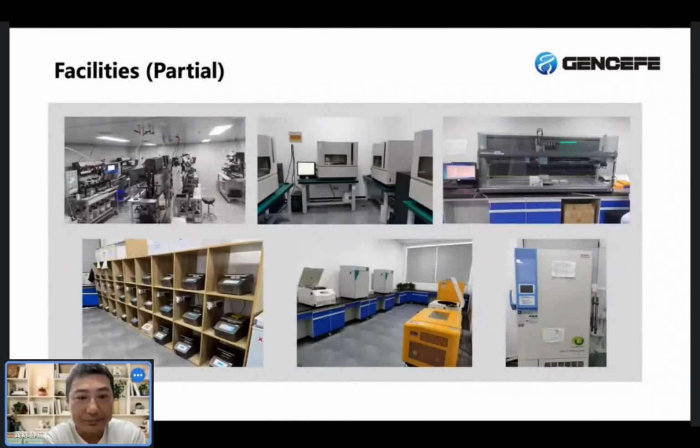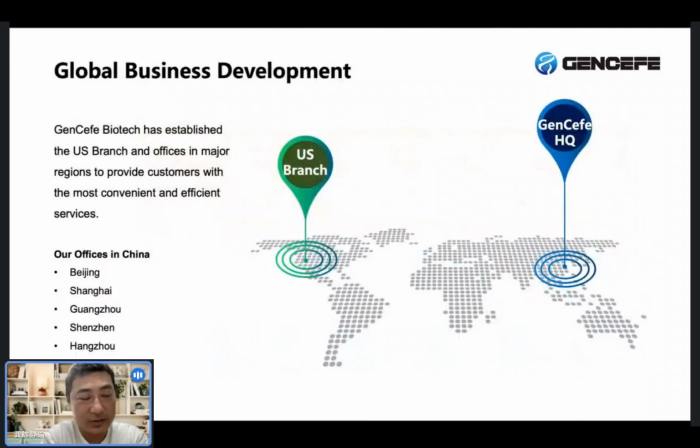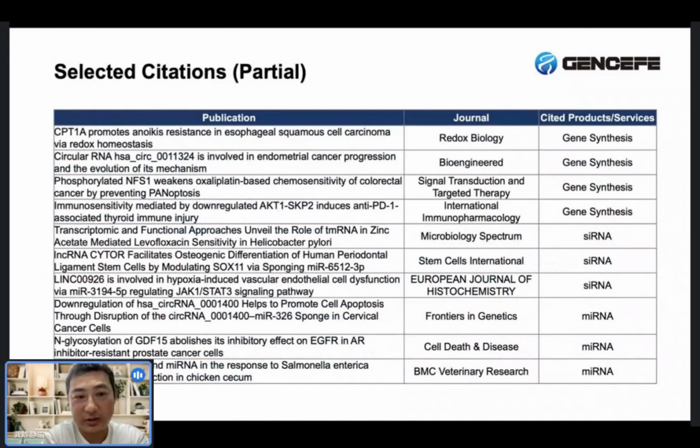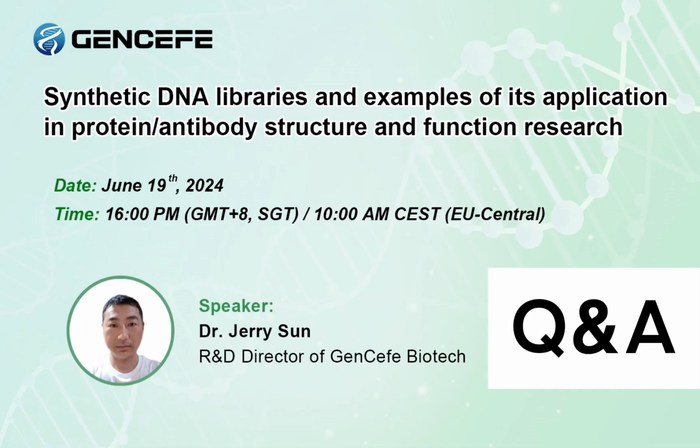This is some snapshots of our lab. These are some of the intellectual properties that we have. And this is our headquarters and branches in the US. We also have offices in the main cities of China. These are our partners, academic and industrial. These are some of our published citations. If you have any questions, you can go ahead and ask.